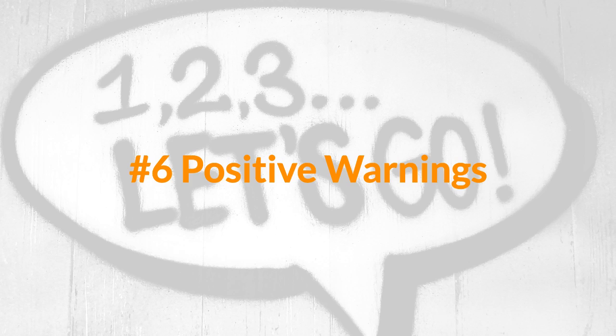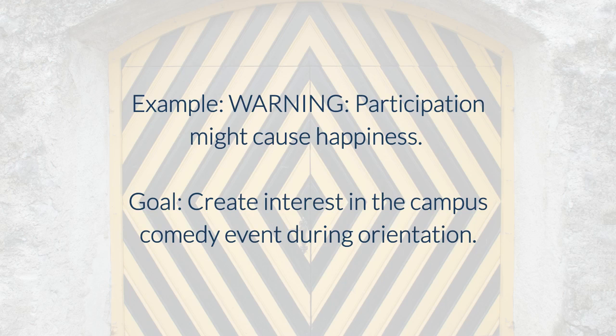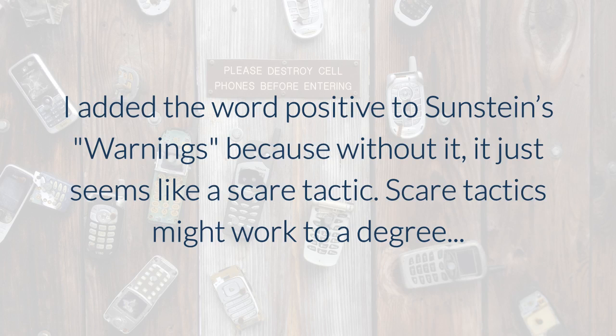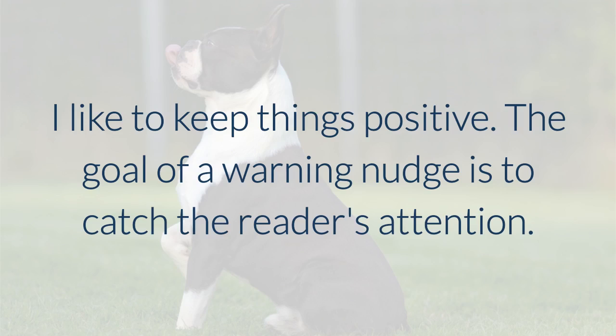Number 6, positive warnings. Our example here is warning, participation might cause happiness, with the goal to create interest in the campus comedy event during orientation. Now I did add the word positive to Sunstein's just simple warnings, because without it, it just seems like a scare tactic. Scare tactics might work to a degree, but I like to keep things positive. The ultimate goal of a warning nudge is to just catch the reader's attention.